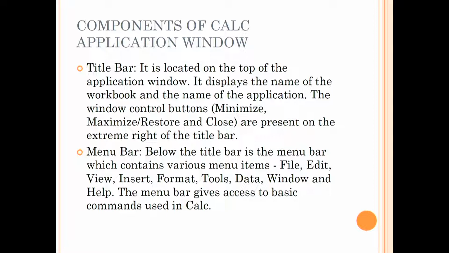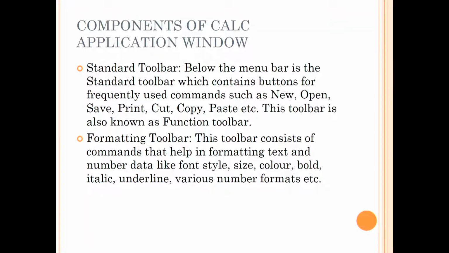The menu bar is below the title bar. It contains various menu items such as File, Edit, View, Insert, Format, Tools, Data, Window and Help. The menu bar gives access to the basic commands used in CALC. The third component is the standard toolbar. Below the menu bar is the standard toolbar, which contains buttons for frequently used commands such as New, Open, Save, Print, Cut, Copy, Paste, etc. This toolbar is also known as the function toolbar.